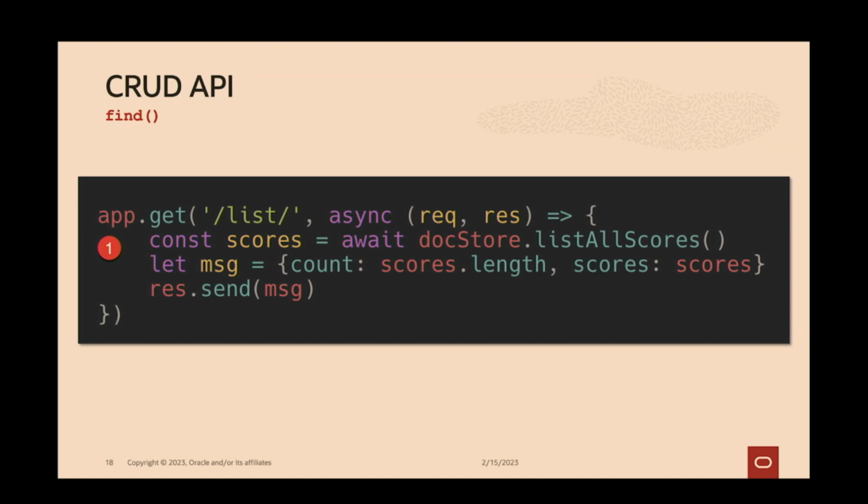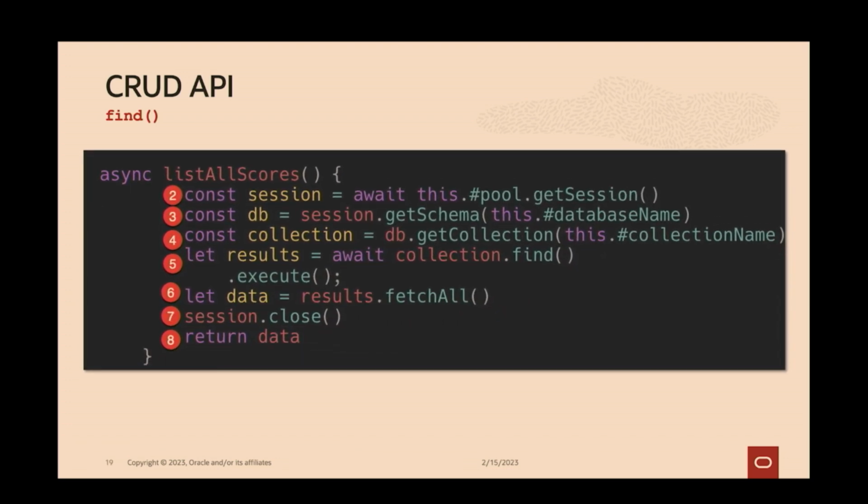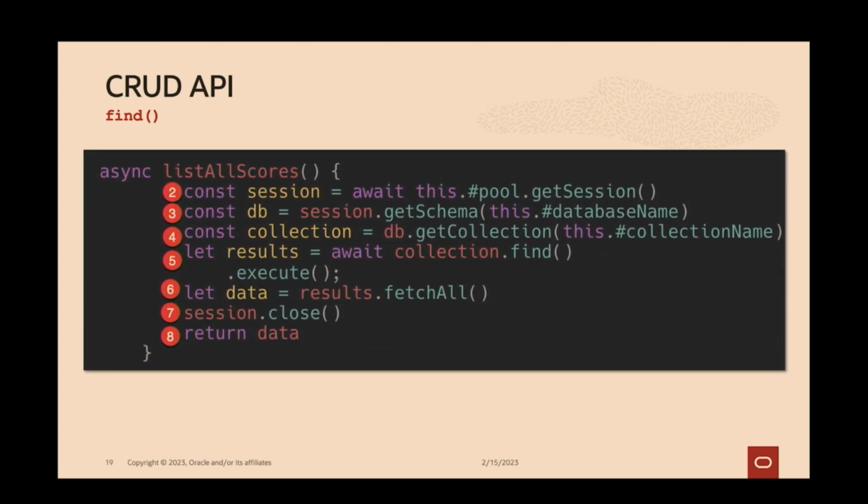So now we get into the CRUD API. This is in index.js where we have a route set up where we want to list all the golfers. You can see we call docstore.listAllScores, and then we return it as a JSON object in the response. Inside of documentstore.js, this is what the function looks like.